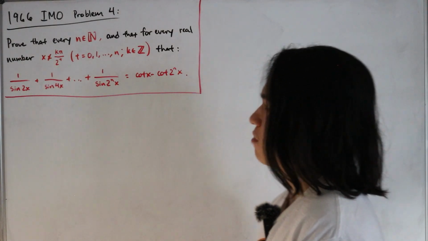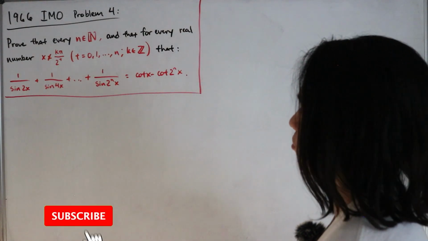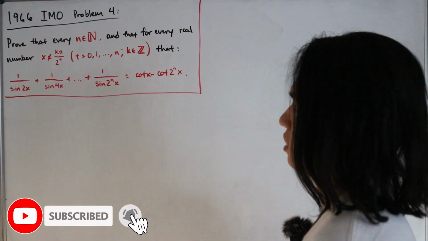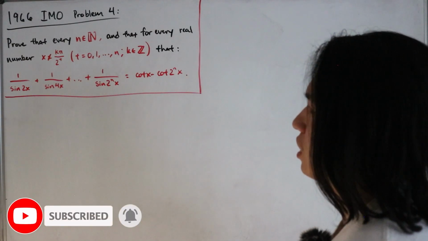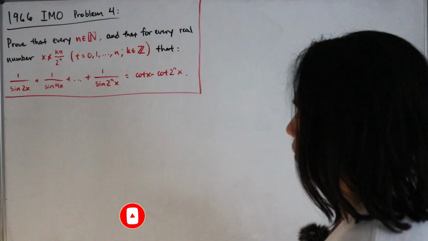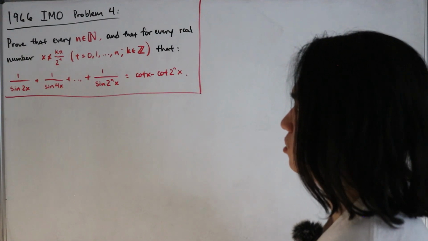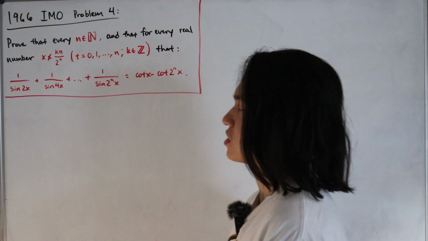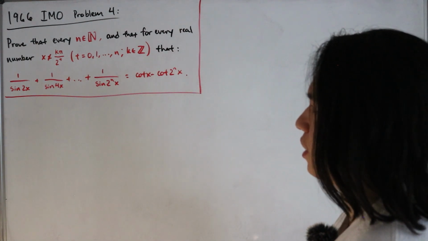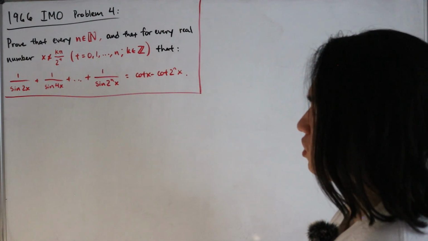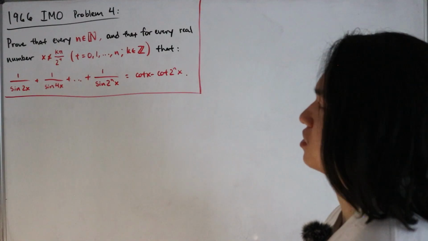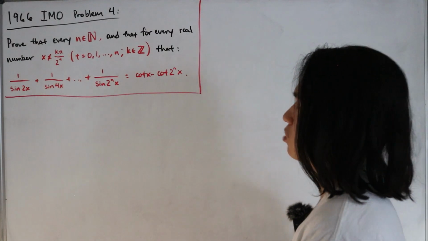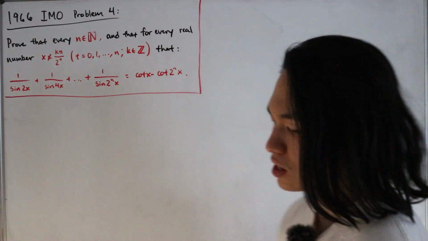We want to show that for every natural number n, and for every real number x not equal to k times pi divided by 2 to the power t, where t equals 0 all the way up to n and k is any integer, the following equality holds. We have that 1 divided by sine of 2x plus 1 divided by sine of 4x, all the way up to plus 1 divided by sine of 2 to the n x, is equal to cotangent x minus cotangent 2 to the power n of x.